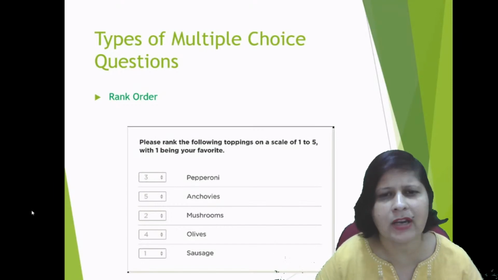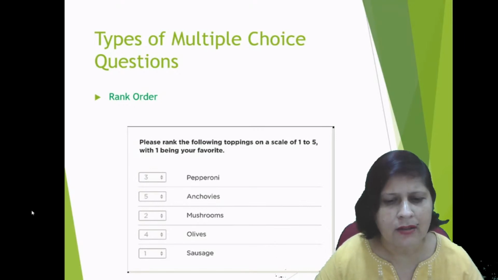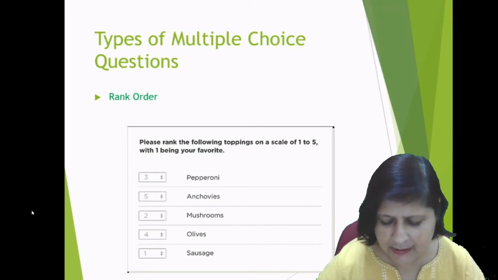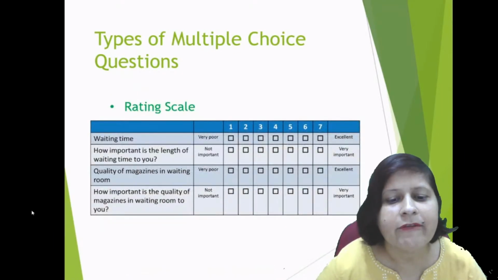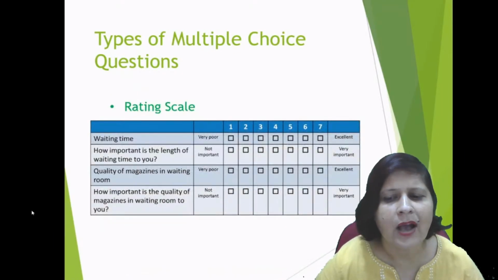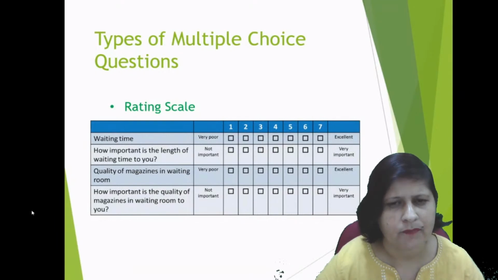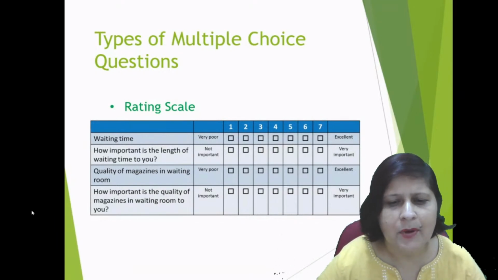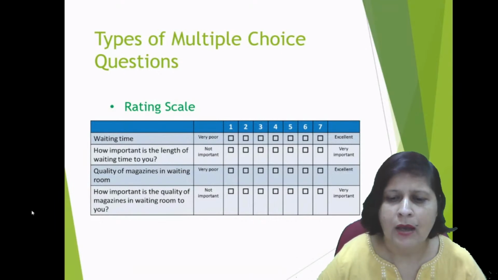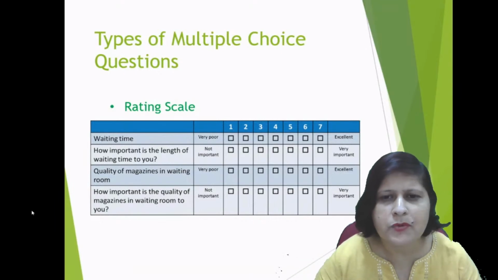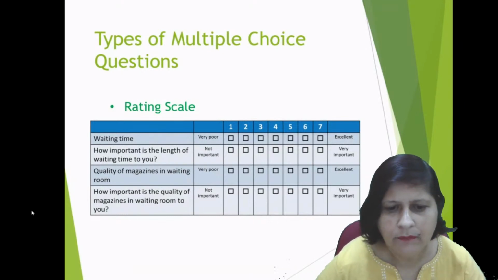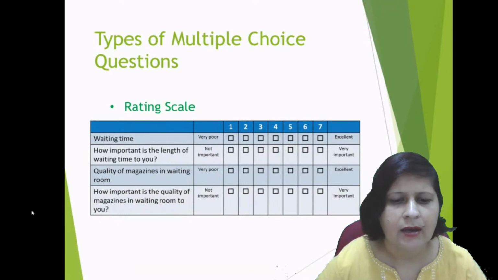You will have to rank according to the scale, that is 1 to 5, 1 to 10, that depends on the researcher. Then there is the rating scale. Then you have to rate. What is a rating scale? Take waiting time. If you are asking about waiting time, you have to rate between 1 to 7. 1 means very poor and 7 means excellent. It could vary, right?